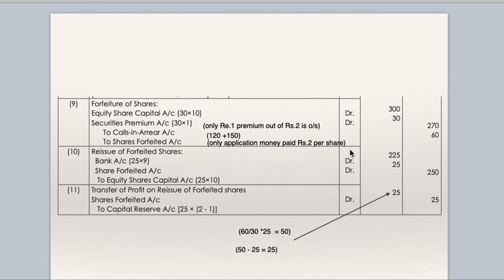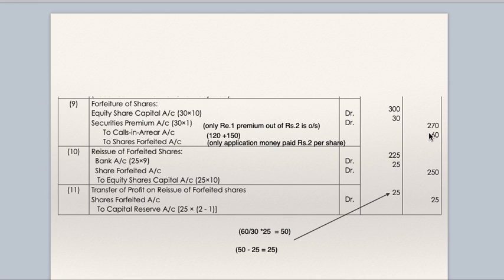Out of 30 forfeited shares only 25 shares are reissued. Bank account debit 25 into 9, because they have reissued it at 9 per share. Forfeited shares account debit 25. Face value is 10. Reissue is at 9. So discount is 1, 10 minus 9 is 1, which gets transferred to shares forfeited account. 25 into 1. To equity share capital account 25 into 10.